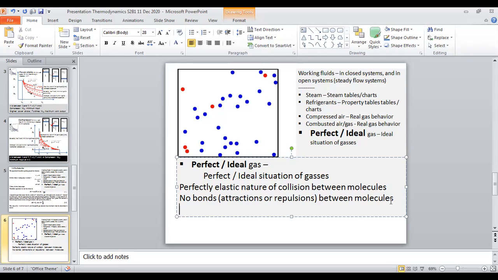So let's say if we take real gases, for example helium. You have seen the animations. In this helium animation, the speed is 2 trillion times slower.